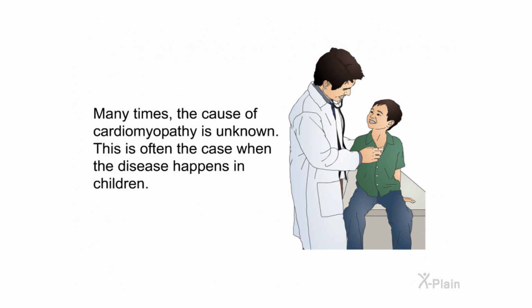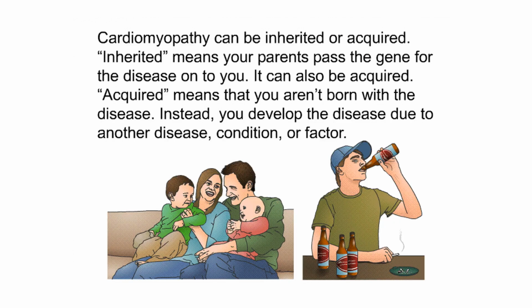Many times the cause of cardiomyopathy is unknown. This is often the case when the disease happens in children. Cardiomyopathy can be inherited or acquired. Inherited means your parents pass the gene for the disease on to you. It can also be acquired. Acquired means that you aren't born with the disease. Instead, you develop the disease due to another disease, condition, or factor.